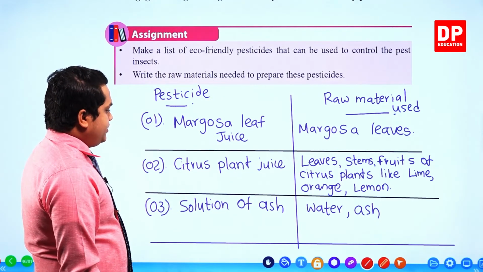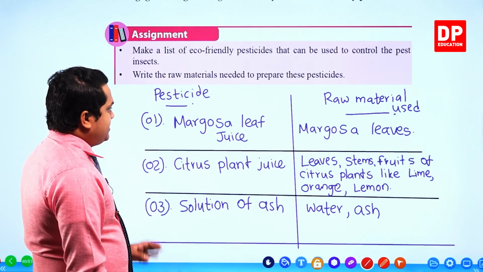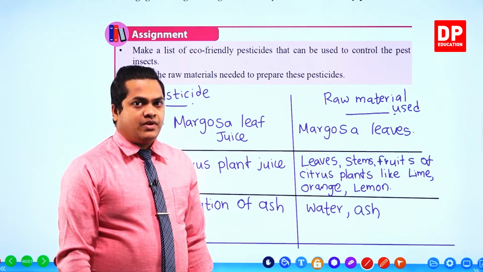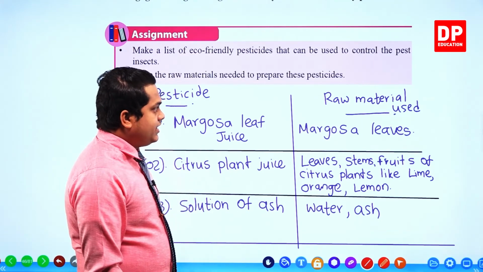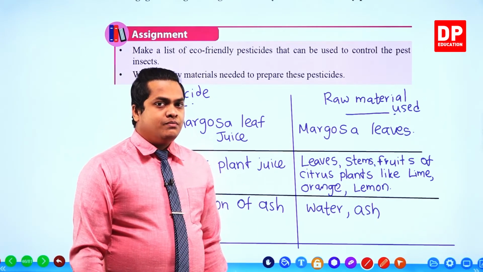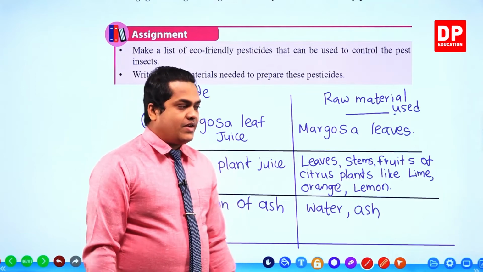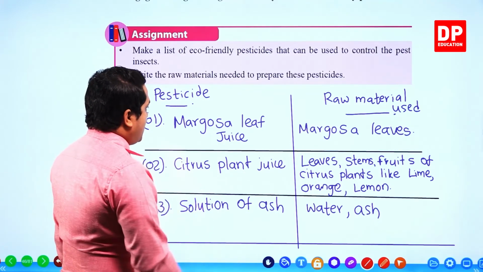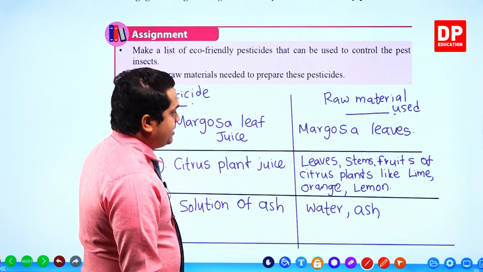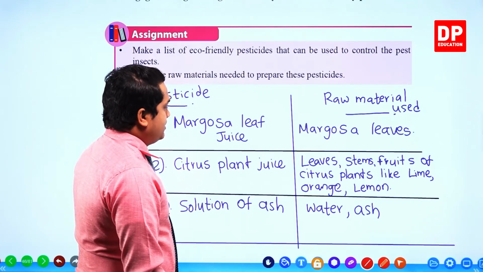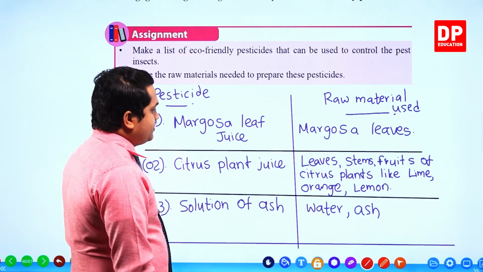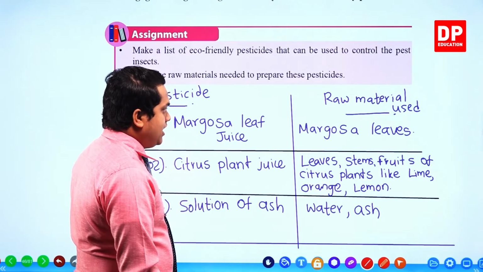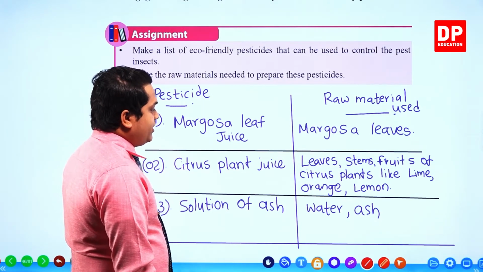So my dear children, here you can observe the pesticide, biopesticide or else the eco-friendly pesticide that ancient people used, and the ingredient or the raw materials which used to make these things. Okay, raw materials or the ingredients. So I have written down 3. You have to find out even more. So margosa leaf juice, raw materials which are used are margosa leaves. Citrus plant juice, so leaves, stems, fruits of citrus plants like lime, orange and lemon. Then solution of ash, you need water and ash.